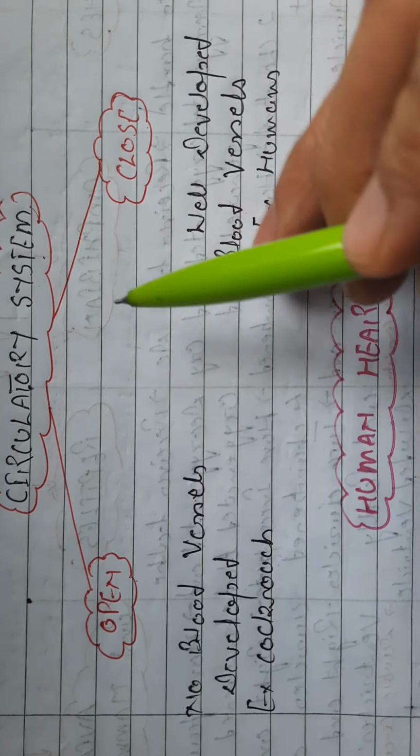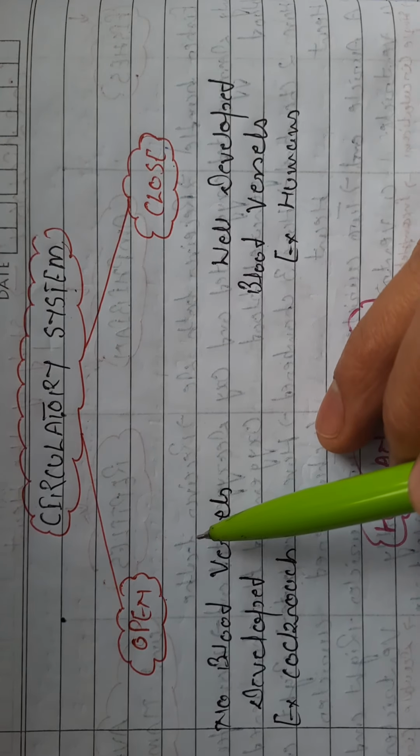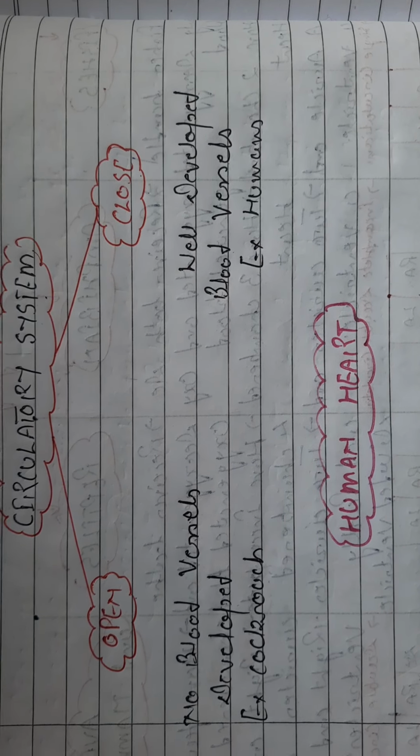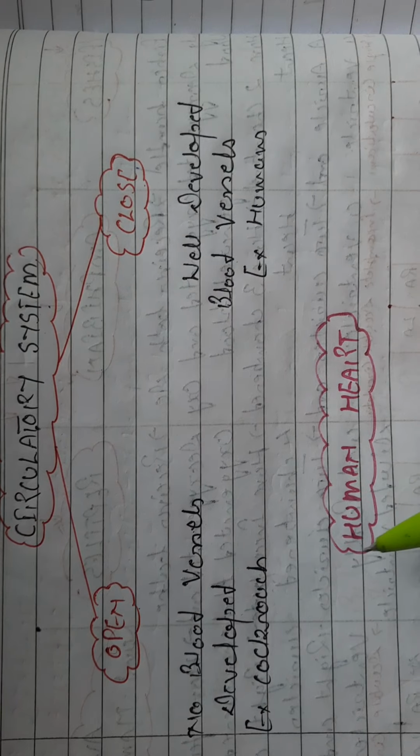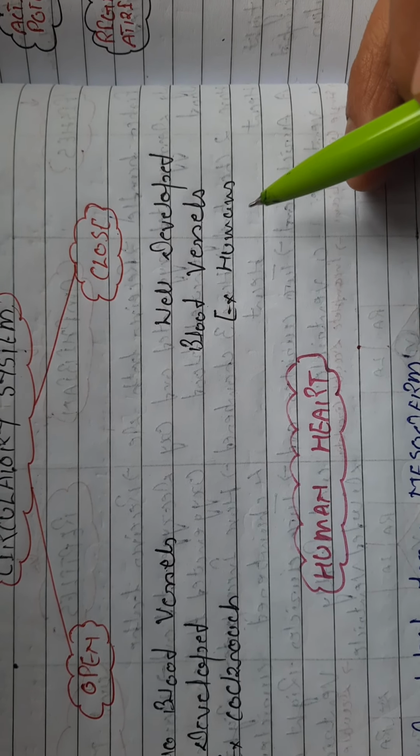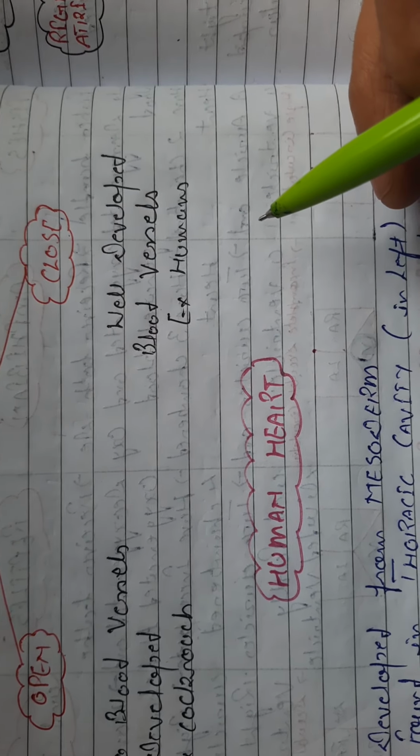Today's topic is the circulatory system. There are two types of circulatory system, open and closed. Open circulatory system means no blood vessels develop. Example, cockroaches. Closed circulatory system, well, development of the blood vessels takes place there. Example, higher organisms or human beings.